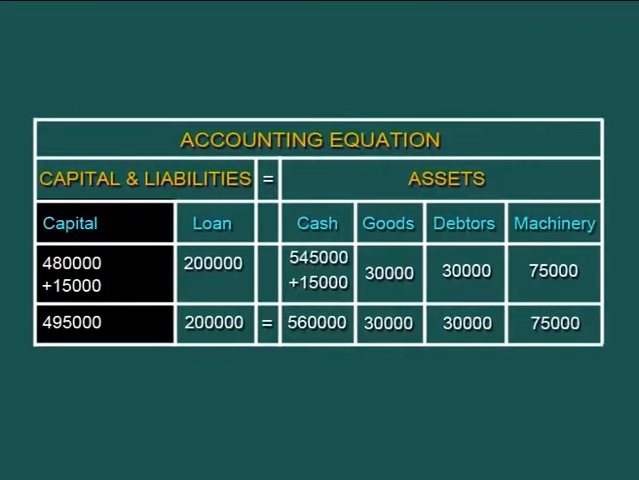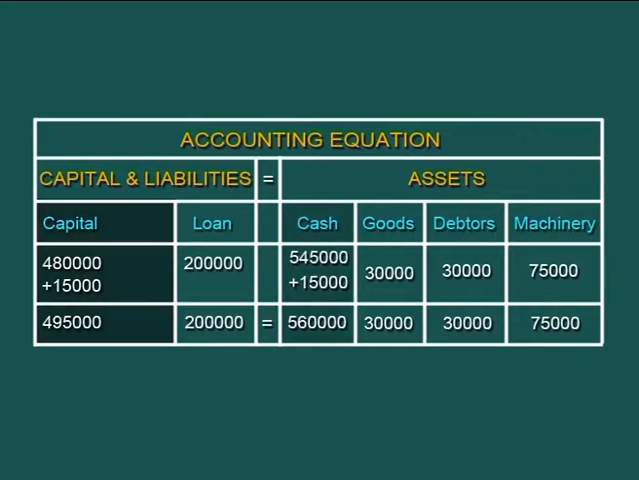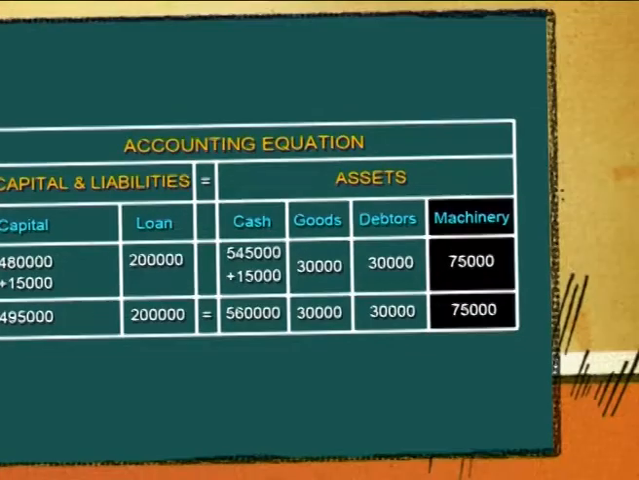So, capital will increase from 4 lakh 80,000 to 4 lakh 95,000 because of this 15,000 rupees of commission, and as this is received in cash, cash will increase from 5 lakh 45,000 to 5 lakh 60,000, and ultimately we have a total of capital and liabilities of 6 lakh 95,000 rupees, and same on the asset side including cash 5 lakh 60,000, goods rupees 30,000, debtors 30,000 and machinery rupees 75,000.